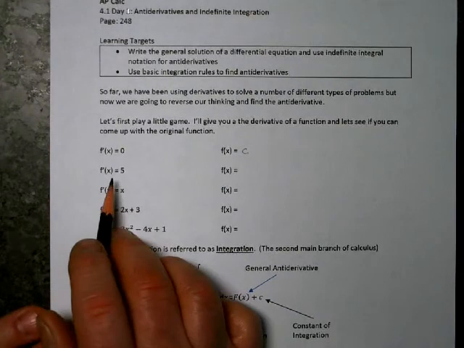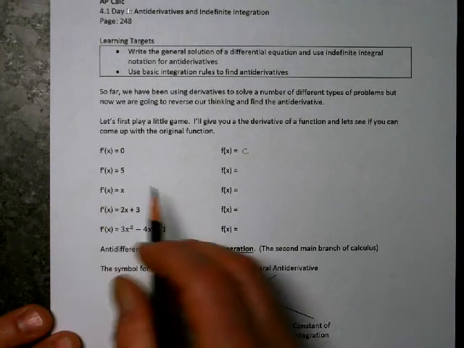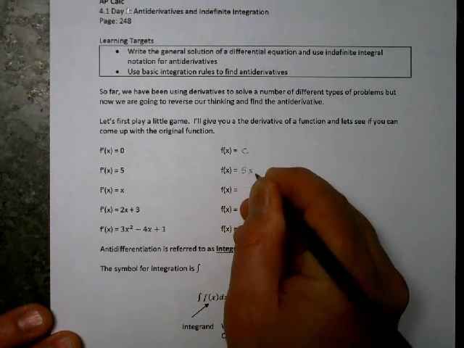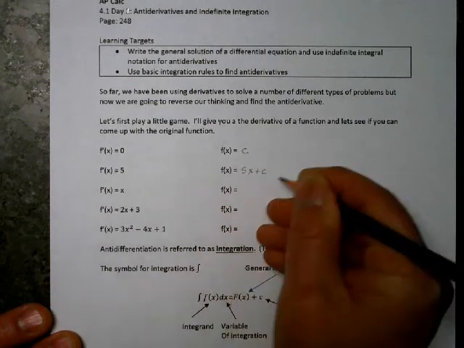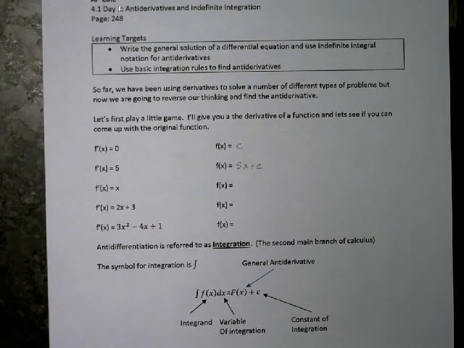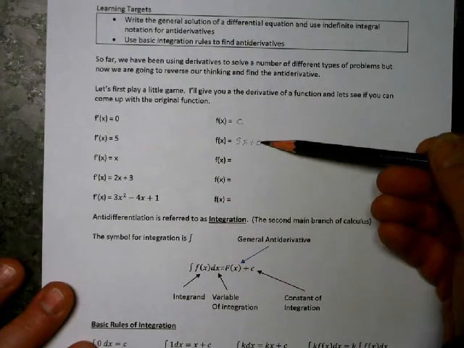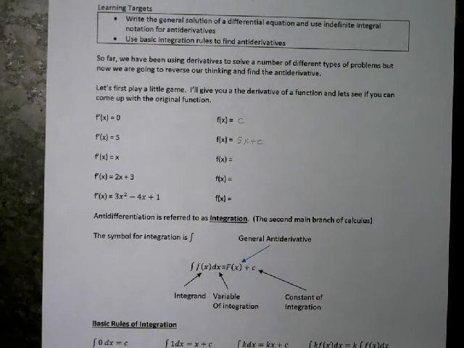Now if the derivative is f prime of x equals 5, then that means f of x is going to be 5x plus c. Because if you take the derivative of 5x, that's 5. Take the derivative of c, that's going to be 0. You don't need to add on a 0.